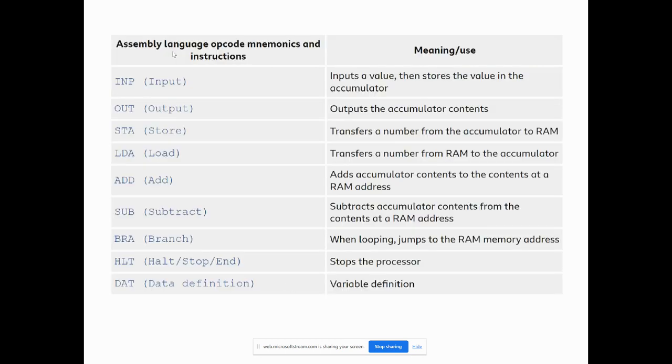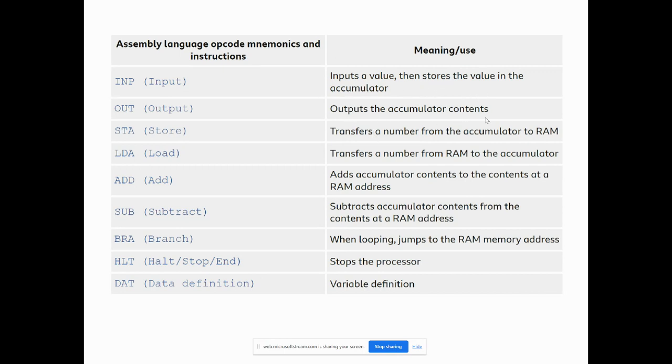So here we go. We have this assembly language opcode mnemonic with instructions. For example, here we're using INP for input, OUT for output, STA for storage, LDA for load, ADD, SUB for subtract, BRANCH, and HALT to stop or end the program, and then we have DAT, the data definition when we need to declare data.